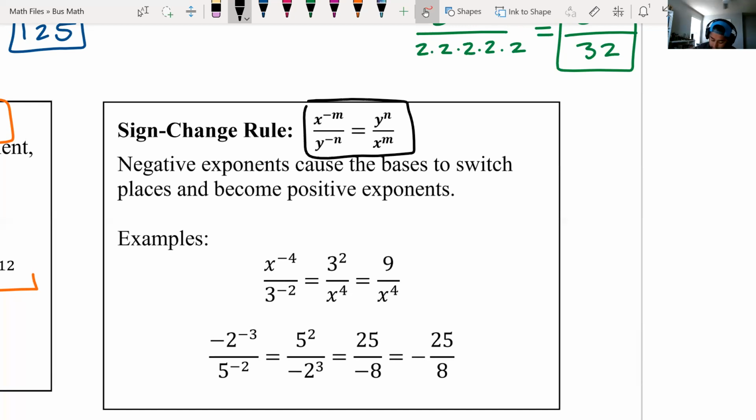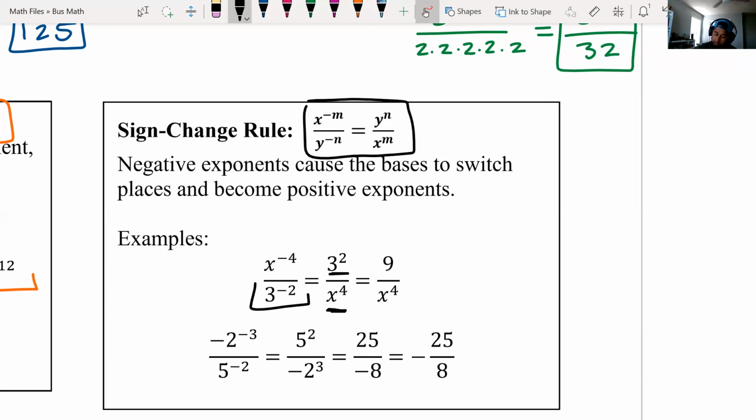So x to the negative 4 over 3 to the negative 2. You flip the x to the negative 4 down. That gives you x to the 4th. And you flip the 3 to the negative 2 up. That gives you 3 to the 2nd. Simplify, and you get 9 over x to the 4th.